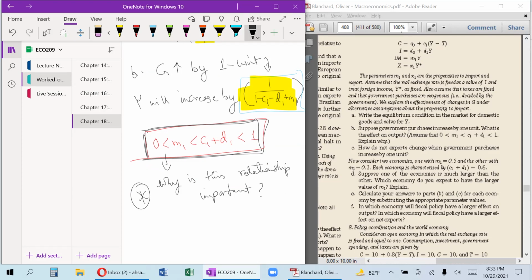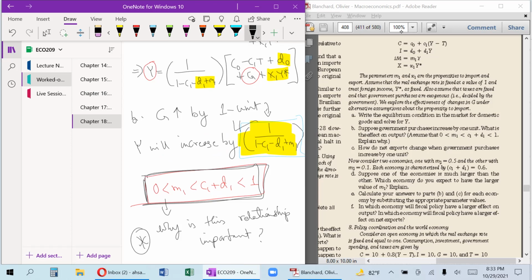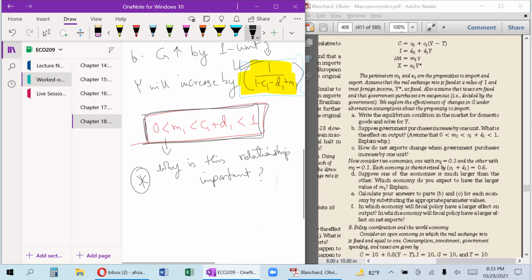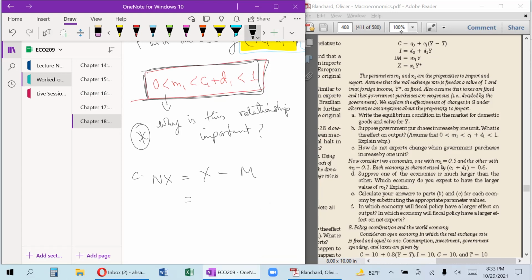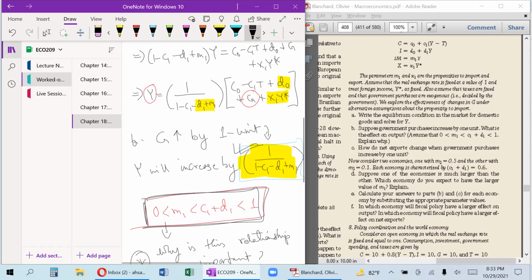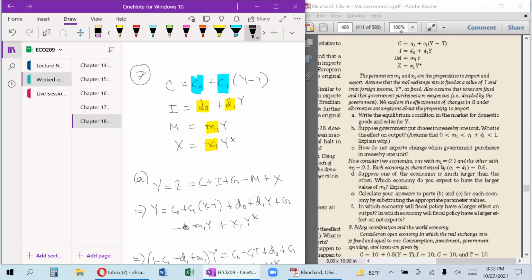But anyways, for part B, the answer is right here. If G increased by 1 unit, Y will increase by this relationship. Let's move on to part C. How do net exports change when government purchases increase by 1 unit? Okay, let's write down net exports first. Net exports is equal to exports minus imports, right? And what were the expressions for exports and imports that we have already seen? Let's come up. These two.